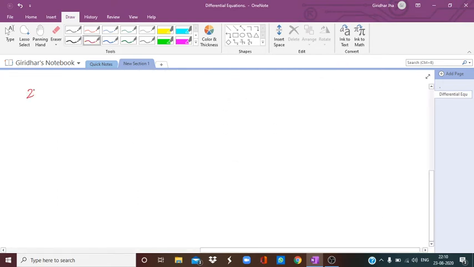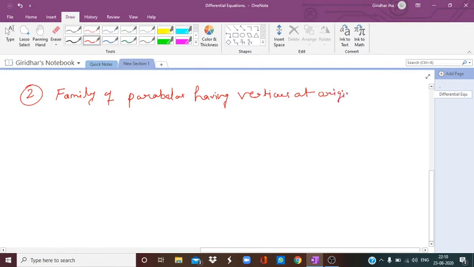Next question is again from parabola I am taking. Form the differential equation of family of parabolas having vertices at origin and foci on the x-axis, correct? Now in this question, what is the question provided to us?